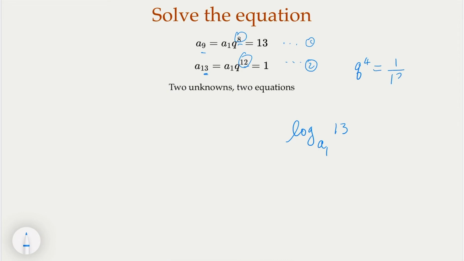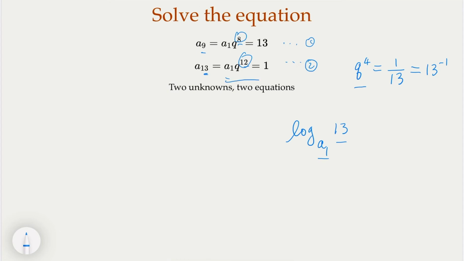Of course, notice that this is something related to 13. Because we're dealing with logarithm, I'm going to write it in power form. It's 13 to the negative 1 power, which is the same thing. Now what? We know q to the 4th power, but what about a1? Here again, you don't have to solve for q and plug that into either the first one or the second one.